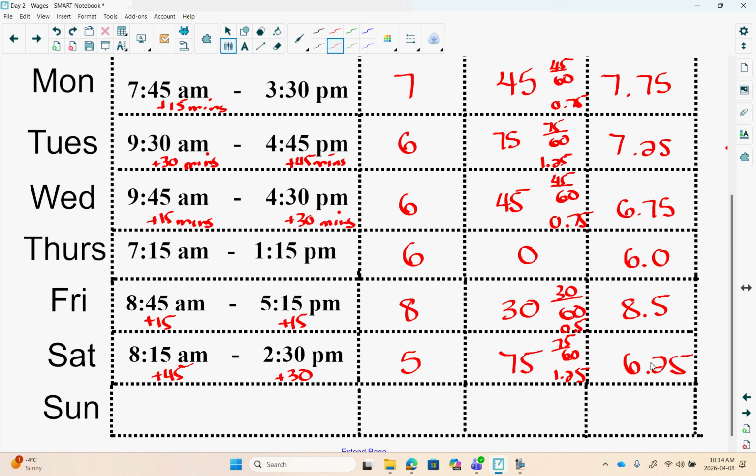How many hours in total did they work? That'd be 7.75, 7.25, 6.75, 6, 8.5, and 6.25. I should end up with 42.5 hours total. Now that shouldn't say Sunday. Let's call this the total. Double check that. 7.75 plus 7.25 plus 6.75 plus 6 plus 8.5 plus 6.25, 42.5. Math is good. All right.